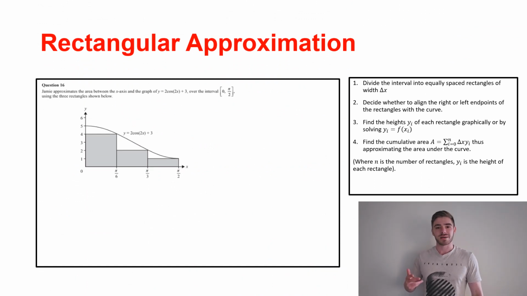So, here's how it works in math methods. You start by figuring out what the width of each rectangle is going to be. In this case, the question has already told us what the width is going to be. It's just going to be pi on 6.